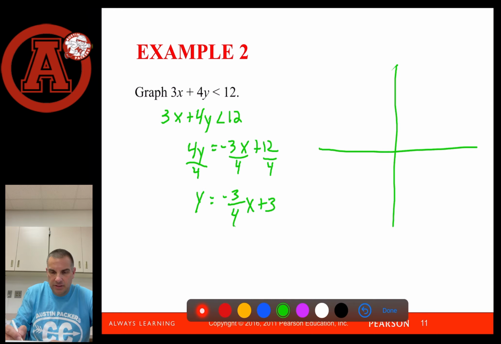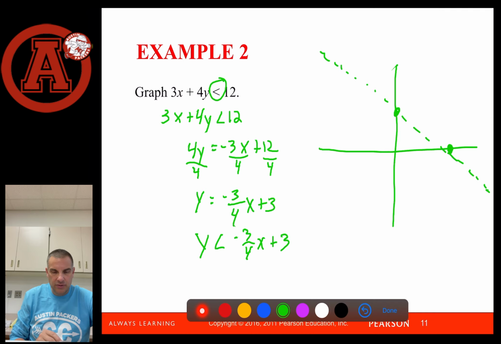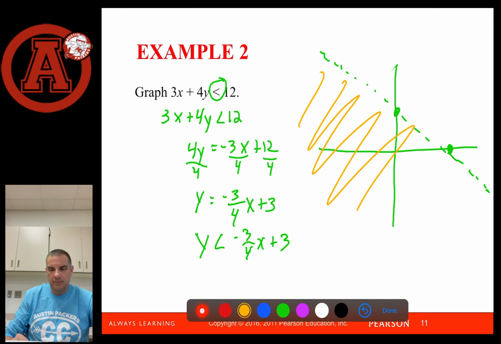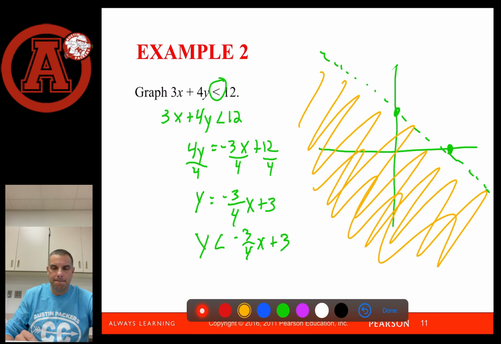So my y-intercept is 3. I put a dot at 3. My slope is negative 3/4. That tells me I go down 3 over 4. I look at the symbol. It's less than, so it's dashed. And now because I wrote it in slope-intercept form, I can use their little rule. It's less than, so it means that I shade below.